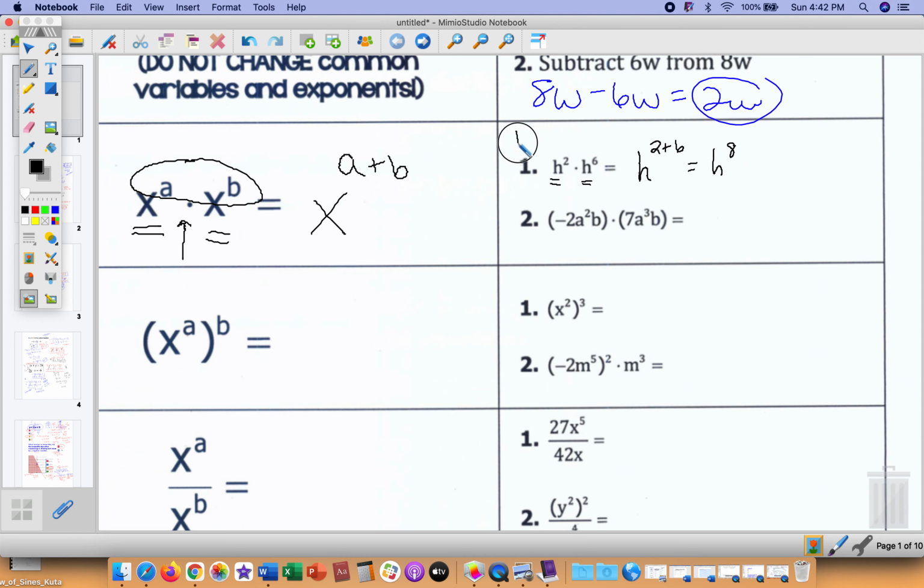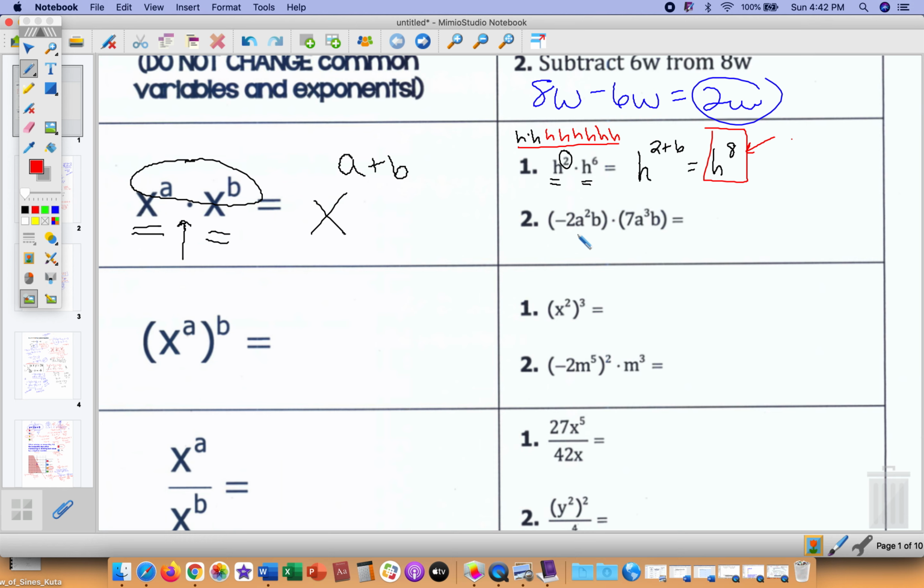This is really saying I have h times h, right? H squared means h times h, and h to the 6th means I have h times h times h times h times h times h. And in total, there are 8 h's, right? I could write h 8 times. So h to the 8th power is our answer.